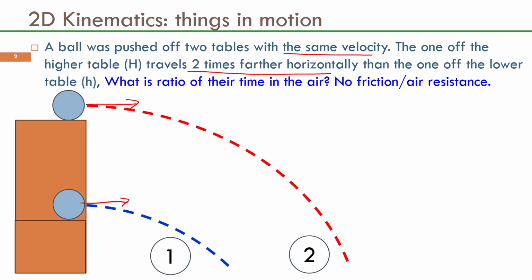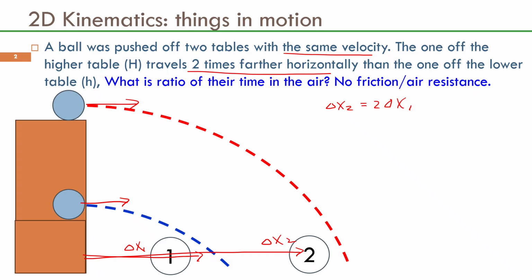And the second information we know is the one off the higher table travels 2 times further than the one off the lower table. So this is the horizontal displacement for ball 2, which is delta x2. This is the horizontal displacement for ball 1, which is delta x1. We know delta x2 equals 2 times delta x1. So that's the information we know.